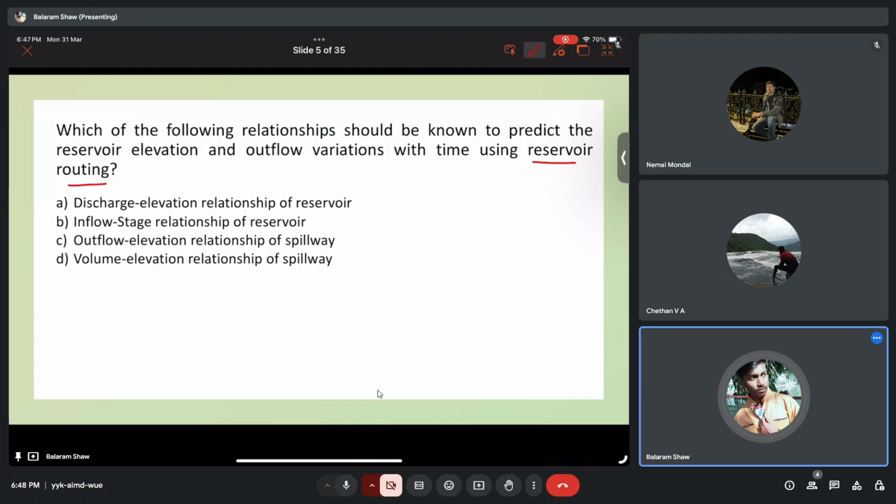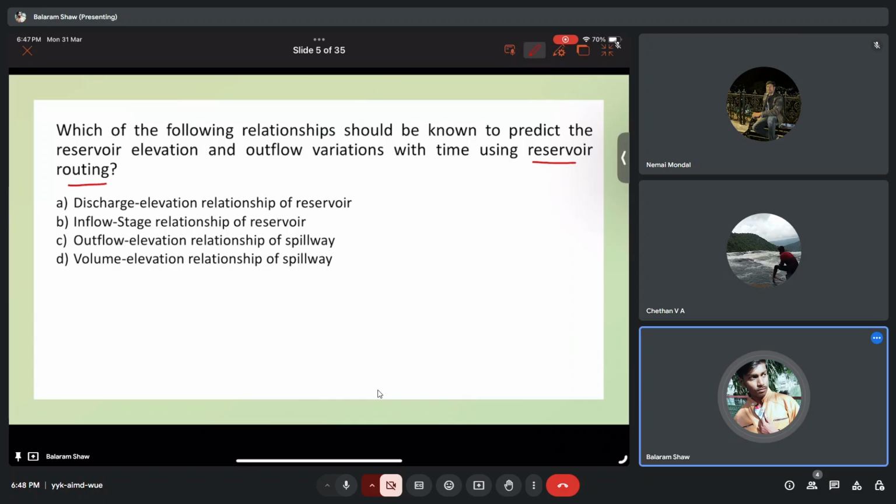So the options are: discharge elevation relationship of the reservoir; second, inflow stage relationship of the reservoir; third, the outflow elevation relationship of spillway; or fourth, the volume elevation relationship of spillway. So the correct answer will be C, that is outflow elevation relationship of the spillway. Remember, I mentioned that we have the outflow elevation curve for the outlet structure. So here the outlet structure is the spillway. Okay, so the correct answer will be C.